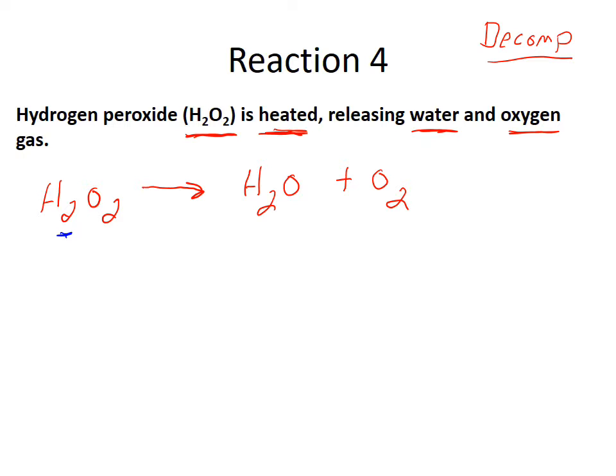So I have 2 hydrogens, 2 hydrogens, 2 oxygens, 1 plus 2 is 3. So I have a problem. I have 2 and 3. It looks like I'm going to need to make these a little different. So we make it even. I have an odd and an even. So let's go with 2 waters. That gives me 4 oxygens, so I'll need 2 here. That gives me 4 hydrogens. So that looks like it's balanced now.